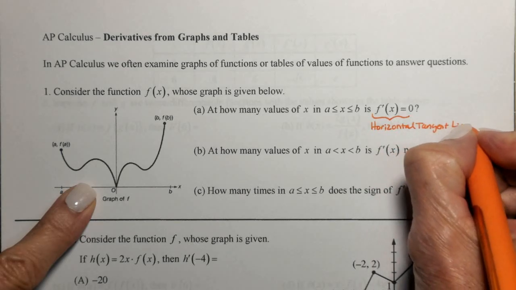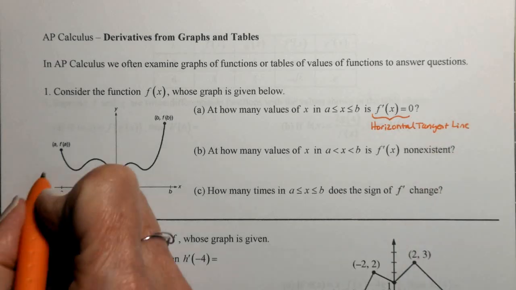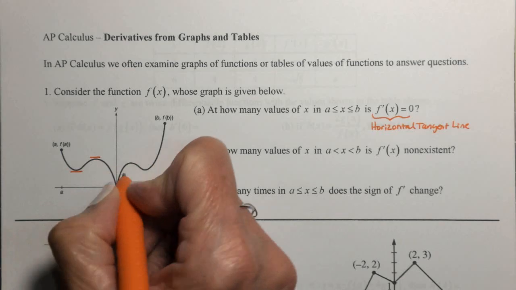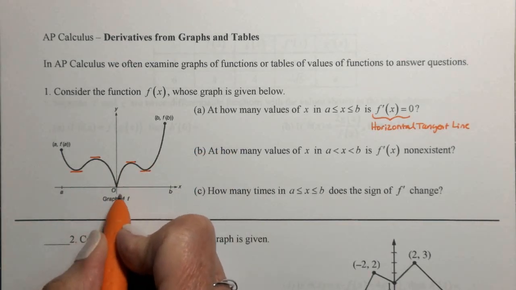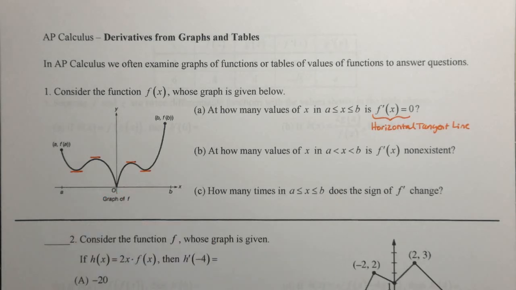So how many spots have a horizontal tangent line? I see one here, one here, one here, and one here. At x is equal to 0, that is not a horizontal tangent line. That's a cusp. So there are 4.